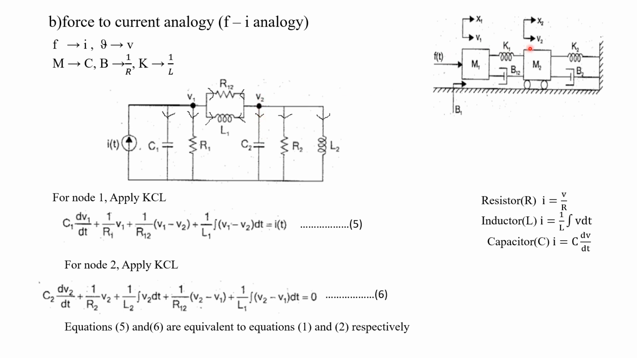Now, what are the elements related only to this mass M2? K2 as well as B2. What is K? K is equated to L. So correspondingly, for this node 2, we have to draw this L2. What is B2? B is equated to R. So we have to draw this R2, only at this node.